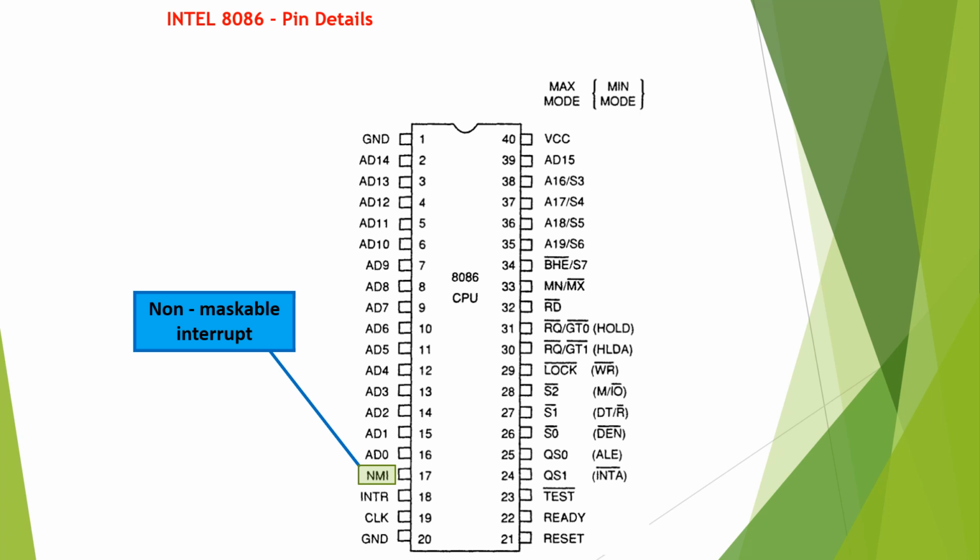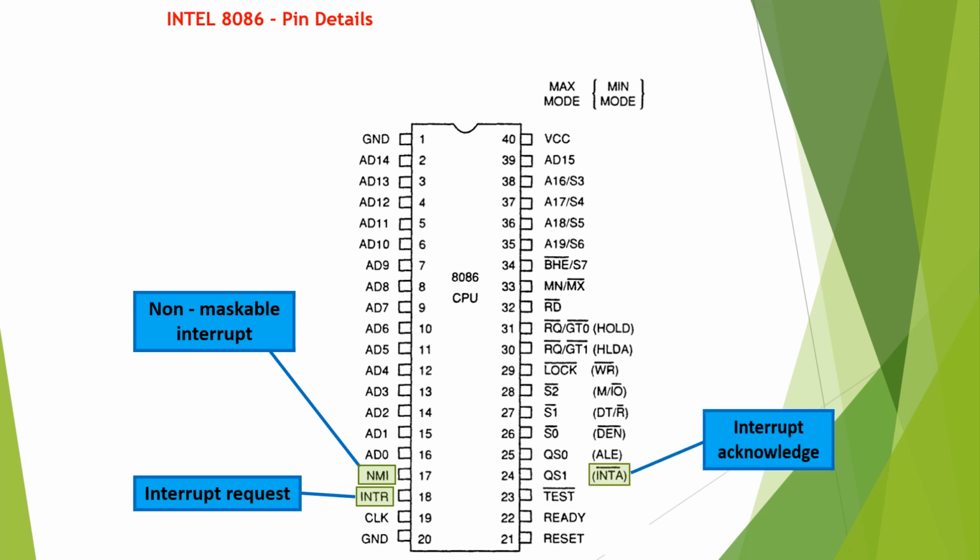The next set of pins are the non-maskable interrupt pin NMI, pin number 17, pin number 18, the interrupt request INTR pin, and pin number 24, the interrupt acknowledgement pin. The NMI pin is an edge triggered input pin which causes a type 2 interrupt. This non-maskable interrupt is not masked by any software. A transition from low to high initiates the interrupt response at the end of the current instruction, and this input is internally synchronized.